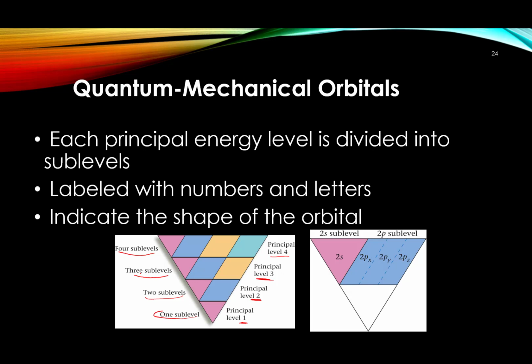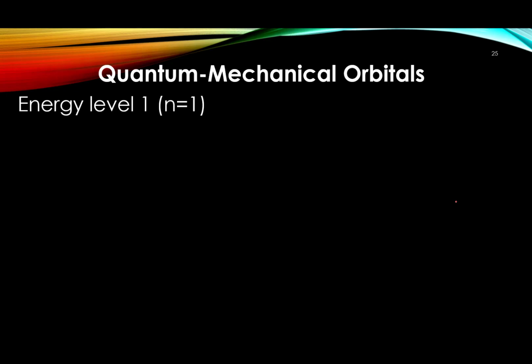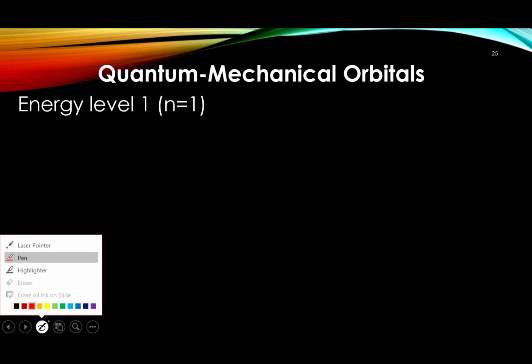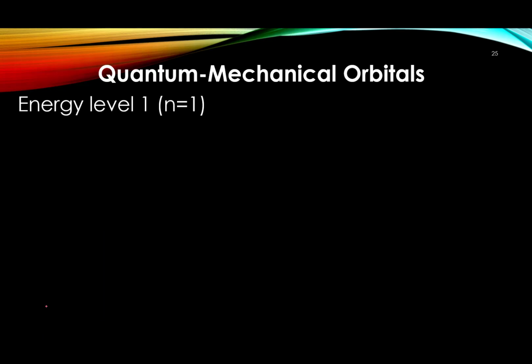Okay, that's important. Now let's talk about energy level 1. Energy level 1 is the one that's the closest to the nucleus. It's the first row on the periodic table. Okay, this is energy level 1. If this is our nucleus, this is energy level 1.